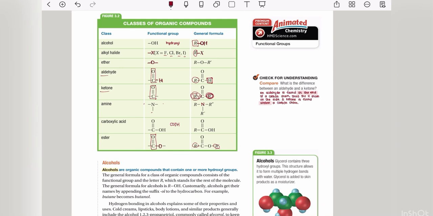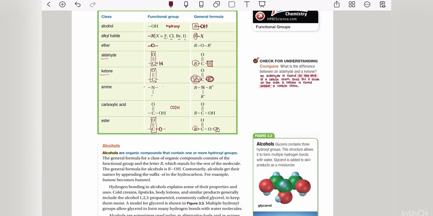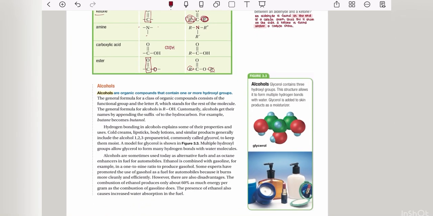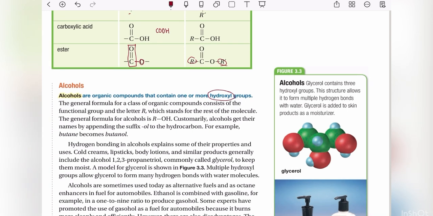And now we will zoom in on each of the functional groups. So first is alcohol. Alcohols are organic compounds that contain one or more hydroxyl groups. So the defining feature of an alcohol is a hydroxyl group, an OH group. The general formula for a class of organic compounds consists of the functional group, OH in this case, and the letter R, which stands for the rest of the molecule.